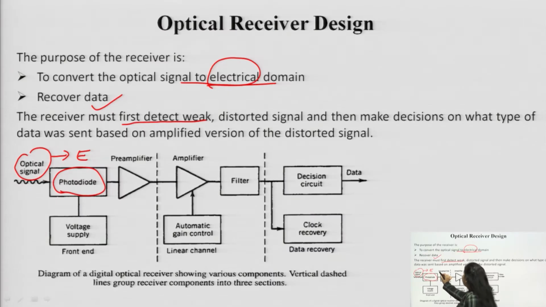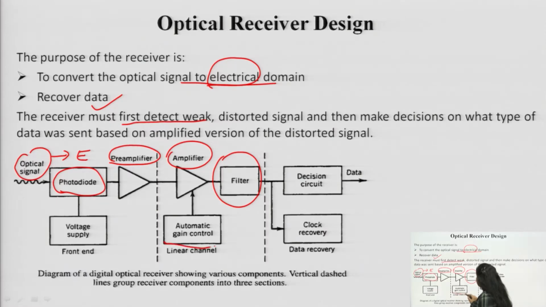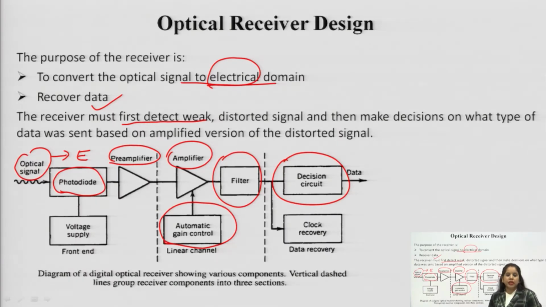Then comes a pre-amplifier, because the signal received at this end is very weak. It is called the pre-amplifier because it is added prior to the other circuits, and it amplifies the signal. Then comes another amplifier, then the filter section and the gain control, because we have to maintain the gain. The filter's function is to filter out the noise which gets into the signal during propagation. Then comes the decision circuit, which decides which signal has to be received and which signal is not to be received. This decision is made by the decision circuit, and then the final data is recovered.